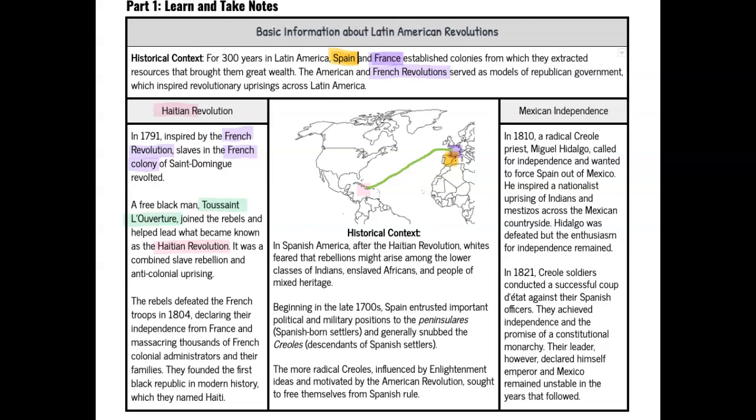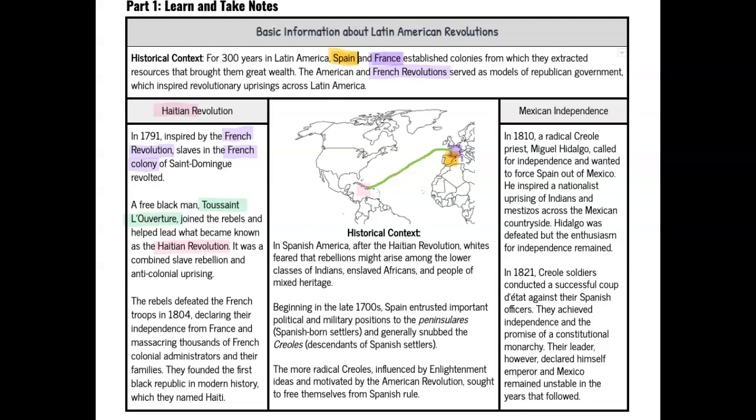In Spanish America, or where Spain had colonized, in the time after the Haitian Revolution, whites feared that rebellions might arise among the lower classes of Indians, enslaved Africans, and people of mixed heritage. They saw that this revolution in Haiti was successful, and white people were nervous. So, beginning in the late 1700s, Spain only entrusted important political and military positions to Spanish-born settlers, who were known as the Peninsulares. And these were people who were actually born in the country of Spain.